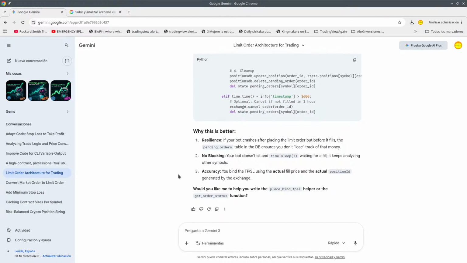So it says that this is better because of resilience. If your bot crashes after placing the limit order but before it fills, the pending order statement ensures that you don't lose track of that money. No blocking: it's not doing a time sleep waiting for a fill. And you set the take profit using the actual fill price and the actual position ID generated by the exchange.